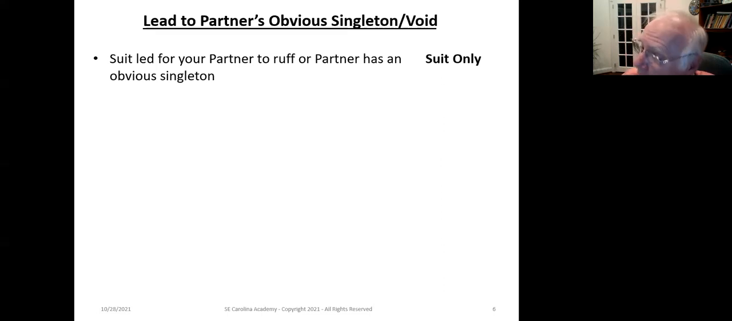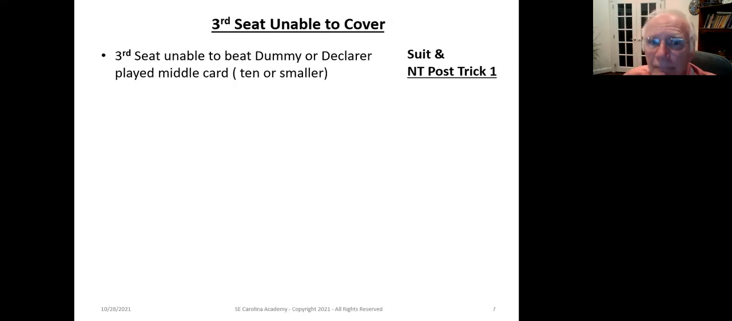Conversely, if you lead a card for your partner to ruff later in the hand, and you have available to you the capability of giving a suit preference signal, do so. Now, it occurs in either defender's seat, depending on the play of the hand. Okay, so again, it's the highish and the lowish. The third seat is unable to cover. This actually happens quite a bit.